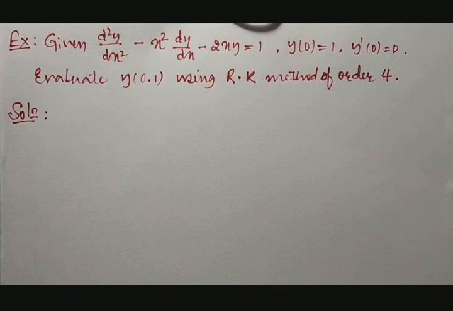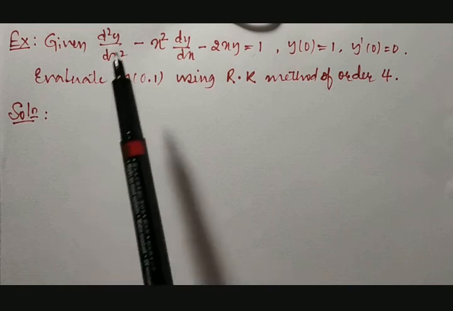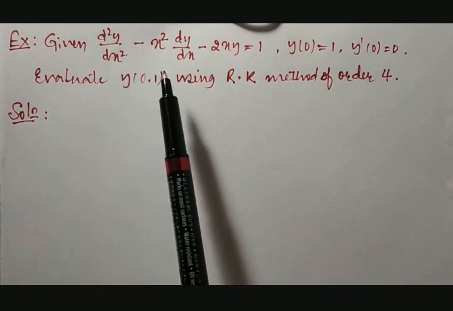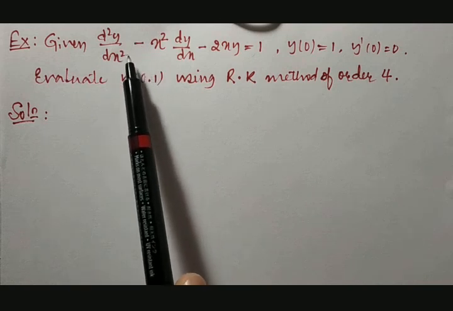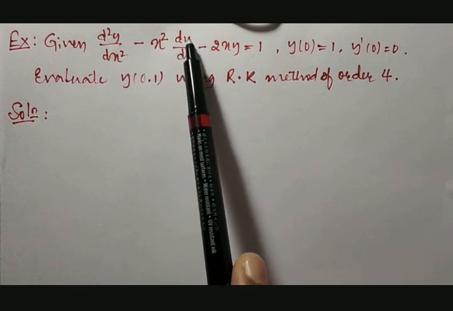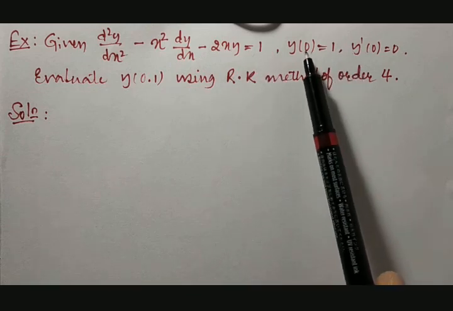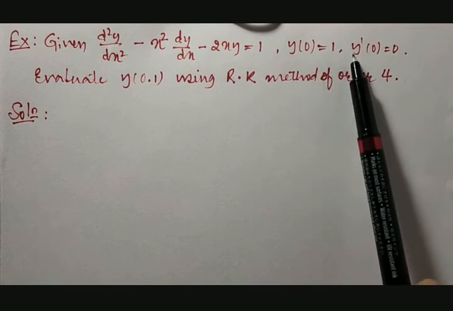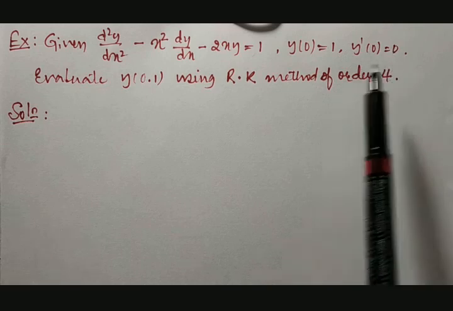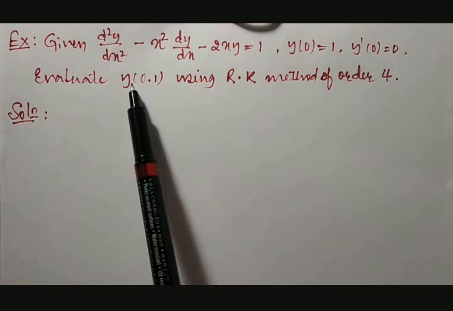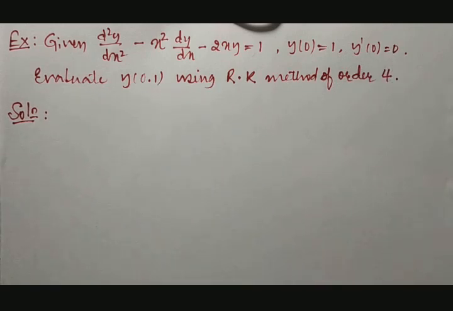Now we are going to discuss an example of obtaining a numerical solution of a second order ordinary differential equation, d²y/dx² − x² dy/dx − 2xy = 1, with the conditions y(0) = 1, y'(0) = 0. Then we need to evaluate the value of y(0.1) by using the RK method of fourth order.